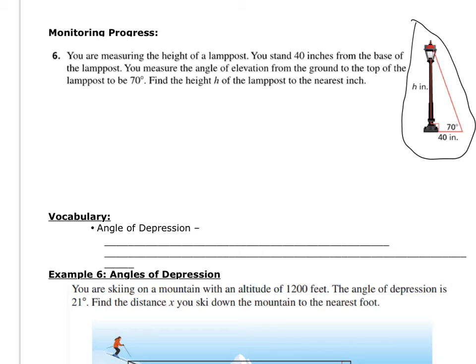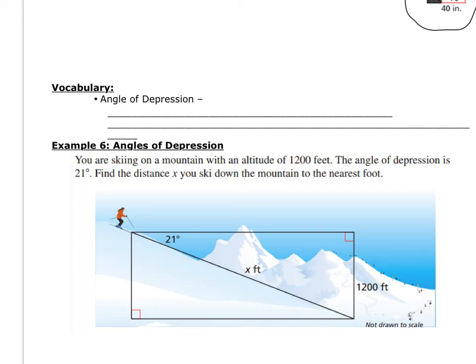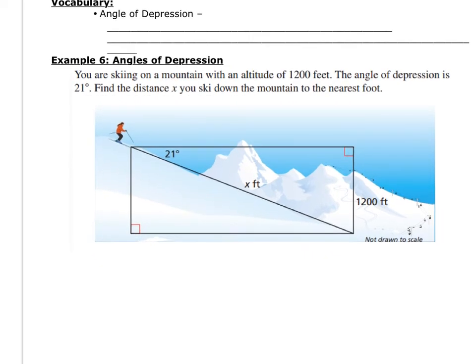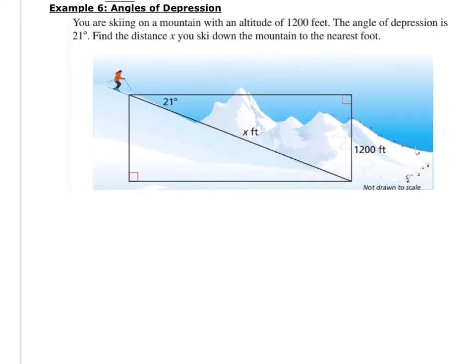Alright, so we've already talked about angle of depression, so we don't need to define that again. So we're going to go ahead and go down to example 6. Okay, so in example 6, it says you're skiing on a mountain with an altitude of 1,200 feet. The angle of depression is 21 degrees. Find the distance x you ski down the mountain to the nearest foot. So you can see, I'm going to outline the triangle that they're talking about. And what they're wanting you to find is this distance right here of that right triangle.